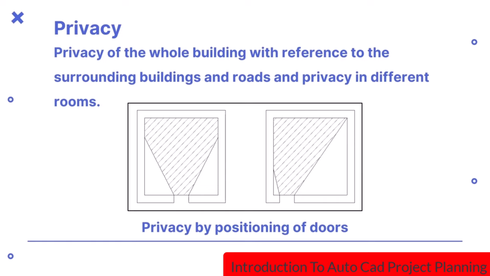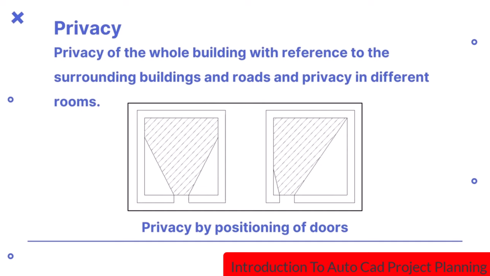The second one is privacy in different rooms, that is, bedrooms, bathrooms, kitchen, etc. This is achieved by correct positioning of the doors and openings of the shutters. The shutters should open in such a way that a person entering the room will get minimum view. A large portion of the details of the room, such as beds in a bedroom, should not be visible at a glance. For maximum privacy, single shutters are better than double shutters.